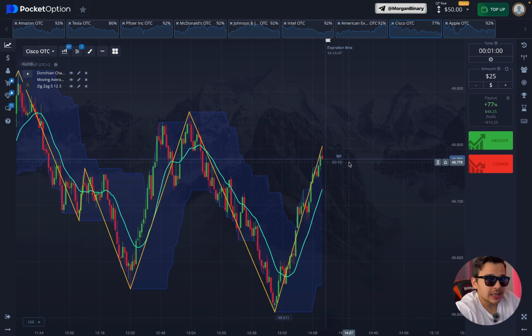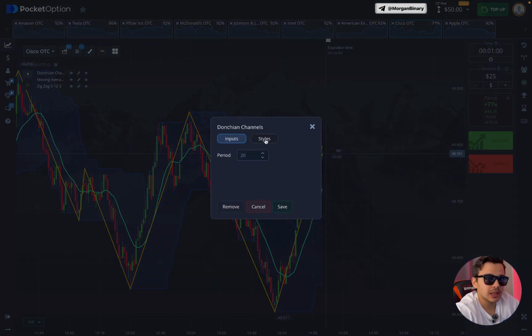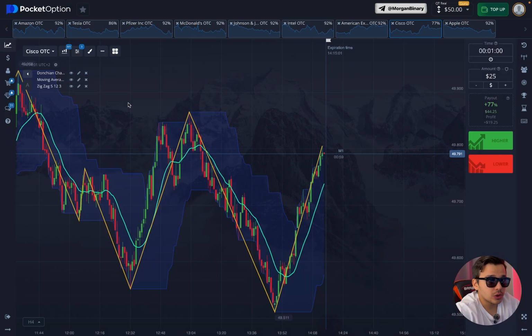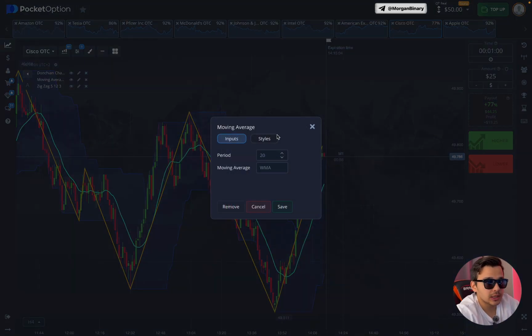It is a solid selection of indicators starting with the Donchian Channel with a period of 20. For this indicator, we remove the middle moving average and replace it with a weighted moving average with a period of 20. We'll also use a Zig Zag indicator with default settings.